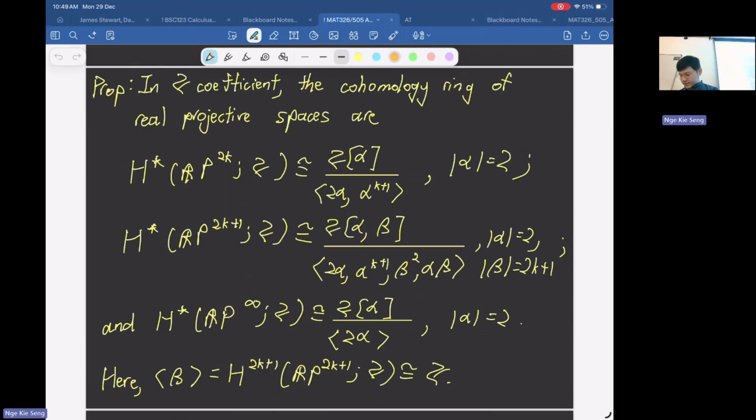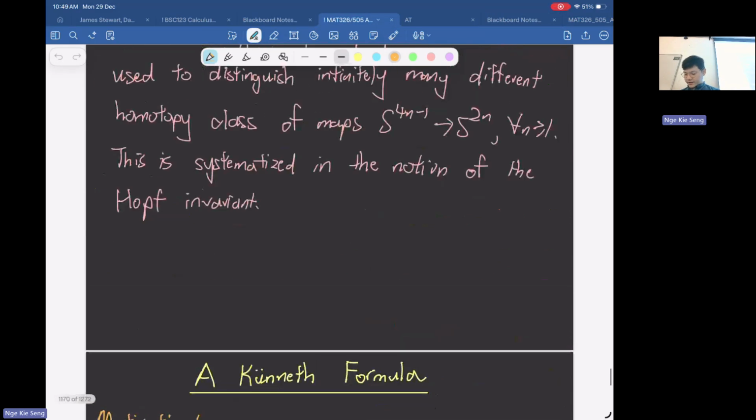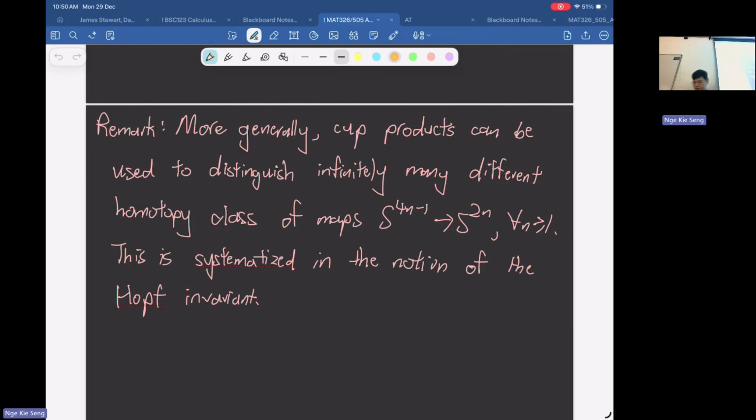There's a remark in your textbook. Maybe we didn't cover it, but they say that the cup product can be used to distinguish infinitely many homotopy classes of maps from S^(4n-1) to S^(2n). And this is what they call a Hopf invariant. We won't have a chance to cover this Hopf thing, but okay, any questions so far?